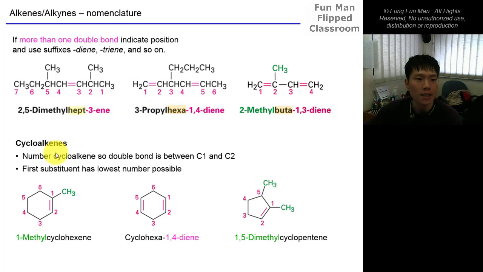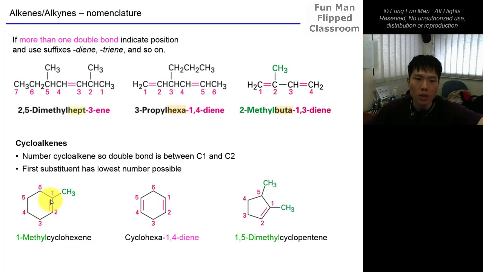Cycloalkenes. So the term cyclo means that the carbons are in a ring form closed together, and for the naming of cycloalkenes, the double bond is between carbon 1 and carbon 2. Look at this. 1-methyl cyclohexene. Why is it so?